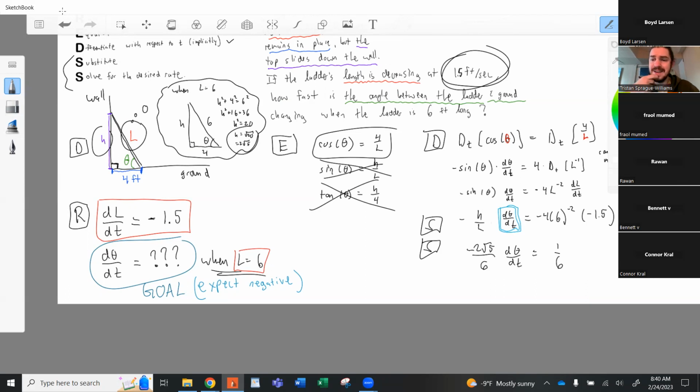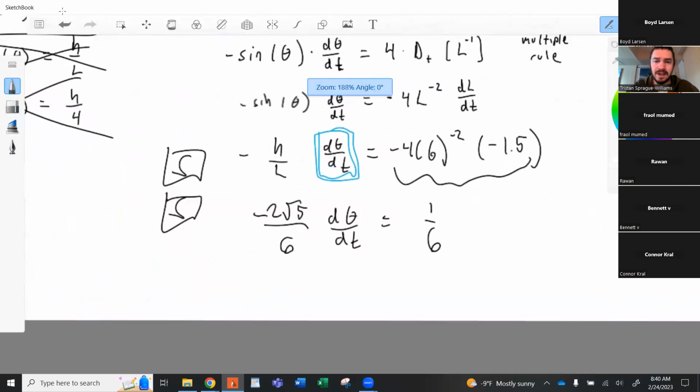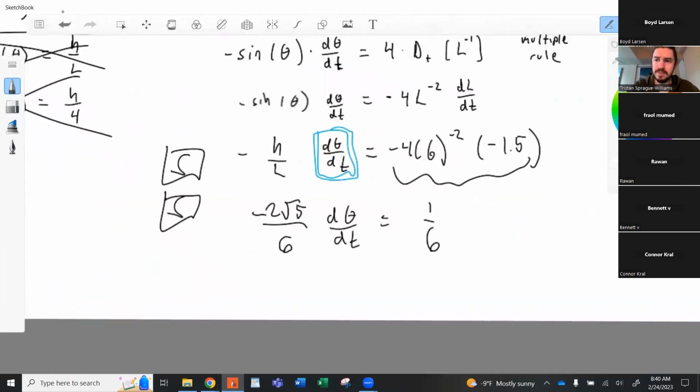Is that right? Because 4 times 1.5 is 6, and that cancels with one of the 6's in the denominator. There's 2 6's in the denominator. There's a little arithmetic canceling of stuff there. Yeah, and then it looks like we're good to go. I guess we could multiply both sides by 6 and solve for d theta over dt, and our answer should be 1 divided by this numerator, negative 2√5.